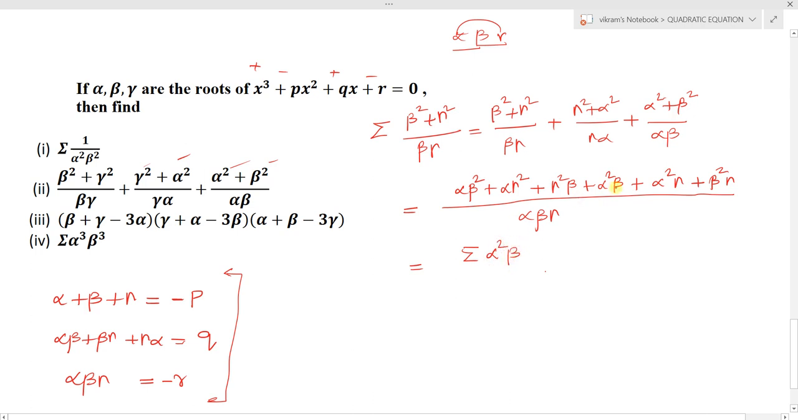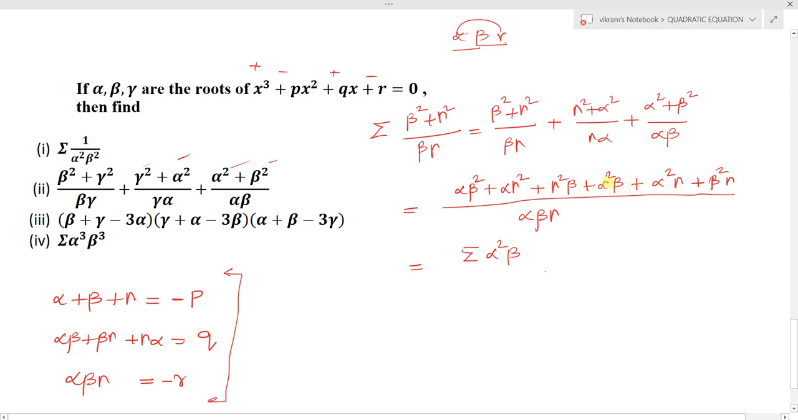So now the numerator is in the form of the summation of alpha square beta: alpha square beta, plus alpha square gamma, then beta square gamma, beta square alpha, then gamma square alpha, and gamma alpha square. We can write it in this manner.